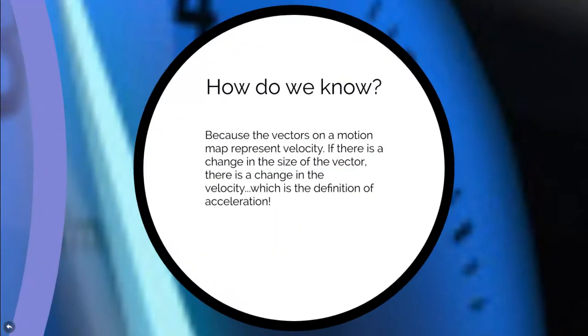How do we know? Well, those vectors on a motion map represent velocity. So if there's a change in size of the vector, there's a change in velocity, which is the exact definition of acceleration.